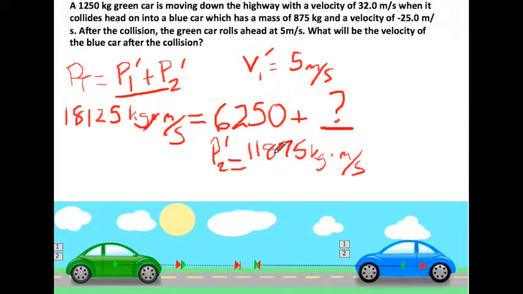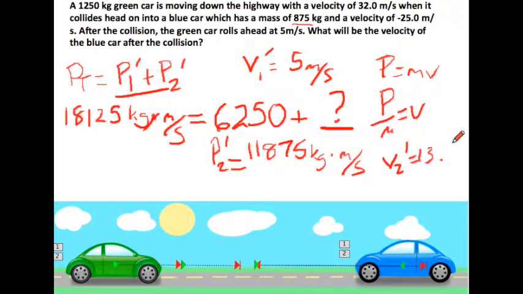So then the final thing I have to do is, I have a momentum here. I know that it still has a mass of 875, so I'm just going to solve the simple equation of P is equal to M times V. So I take P divided by M, which gives me my V. And when I do that, I wind up with a V2 prime equaling 13.57 meters per second. And that is how you solve for this problem.